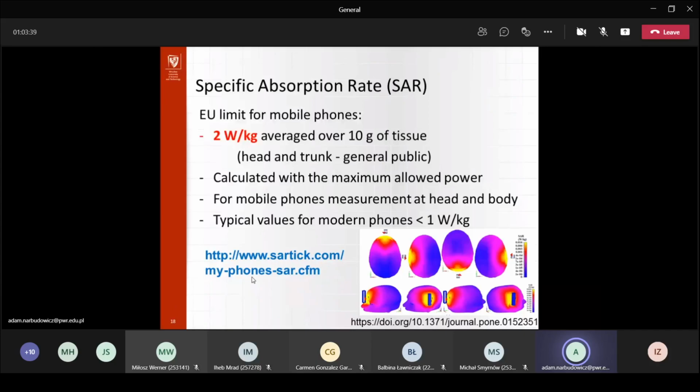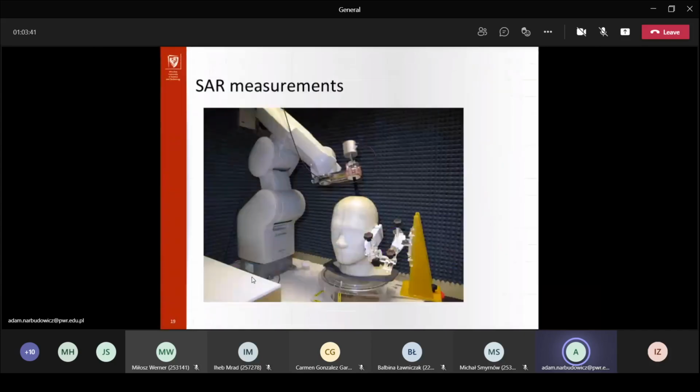Okay, so this is the standard. Now, a little bit of information on how it is actually performed, right? Because as I mentioned, every product, every phone on the market that is operating in the proximity of humans needs to be certified. And this image shows how this is done.